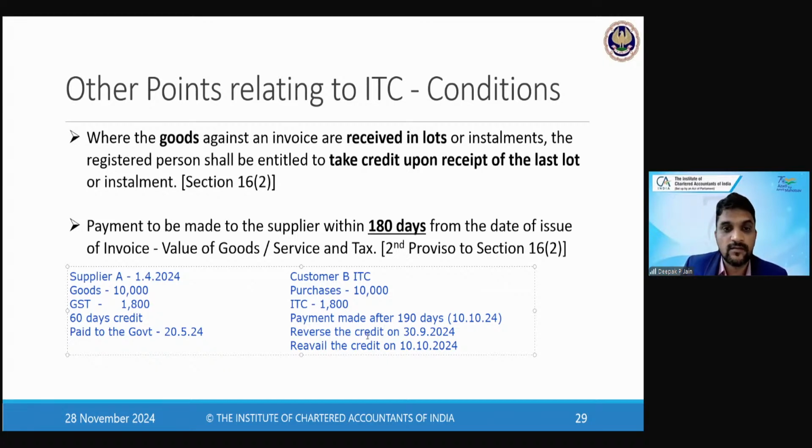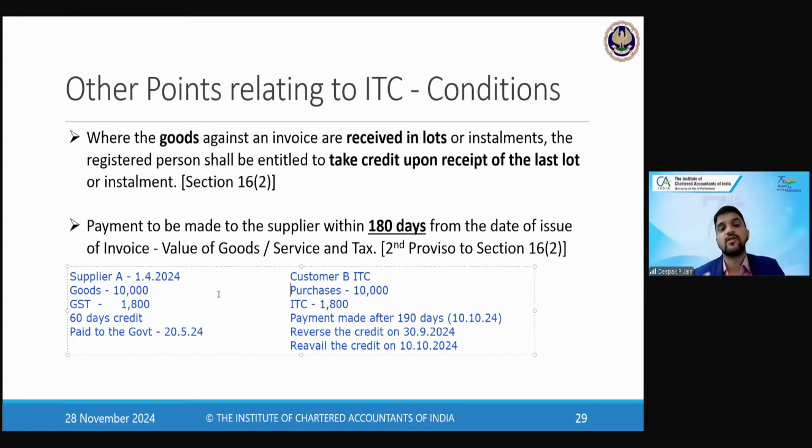Good afternoon, sir. Yes, good afternoon. Sir, actually, you said purchase and sales have to be tallied. Purchase will be reflected in GSTR 2B when the supplier records his sales. So in this case, the supplier has recorded the sales and he has paid the GST also, but the customer is not paying the amount. So when he is reversing the ITC, will it not disturb the supplier's GST also?